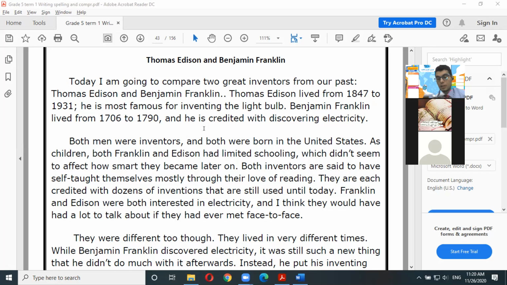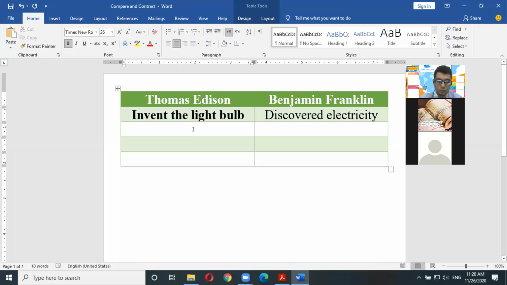So give me a contrast here, please. Okay, contrast that Thomas Edison lived from 1847 until 1931. From 18 what? 1847 till 1931.